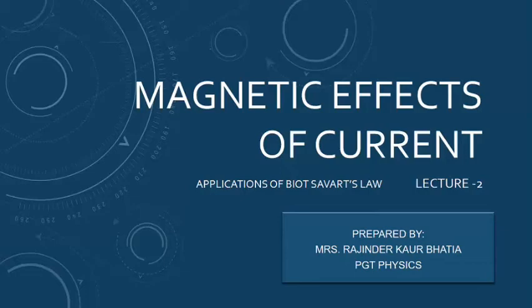We are going to discuss the magnetic effects of current in continuation. In the first lecture we discussed the Biot-Savart law. Today we will be discussing the applications of the Biot-Savart law. The one application for a straight line we have already discussed. Today we have to discuss the second application, which is again very important.